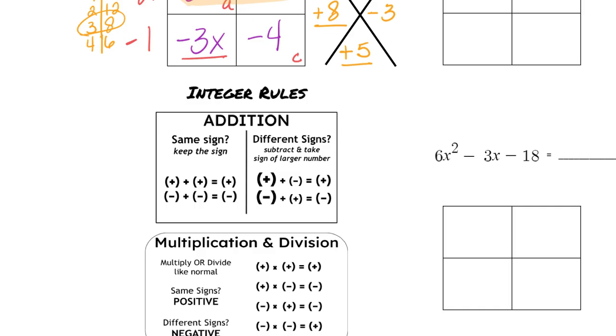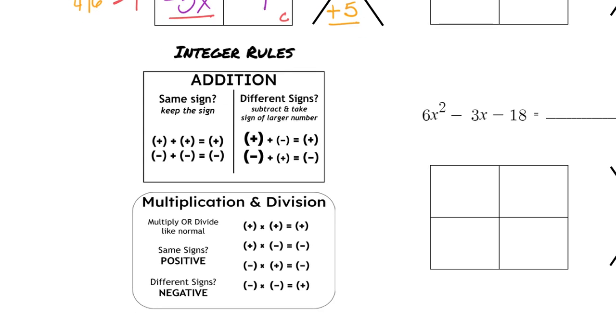Now, I put the rules for integers here in case some of you are having a little bit of grief with this. Remember, when you are adding integers, if they're the same sign, you just add and keep the sign. If they have different signs, you have to subtract and then take the sign of the larger number. So be aware of that.